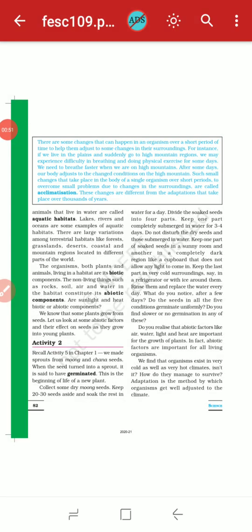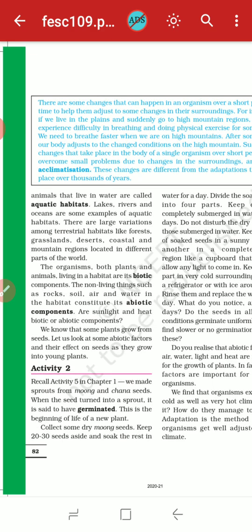There is large variation among terrestrial habitats, like forest, grassland, desert, coastal, and mountain regions located in different parts of the world. Terrestrial means the animals which live on the land. They are known as the terrestrial habitats.